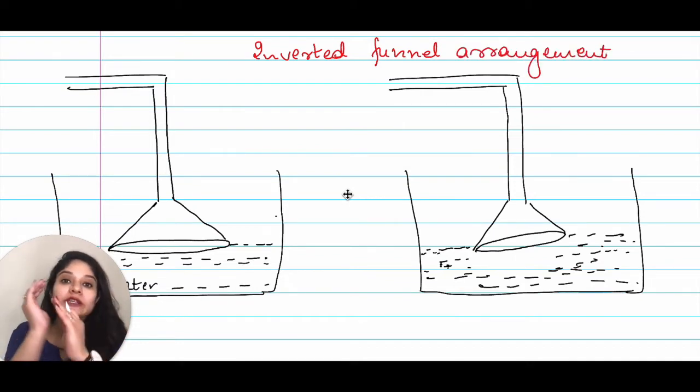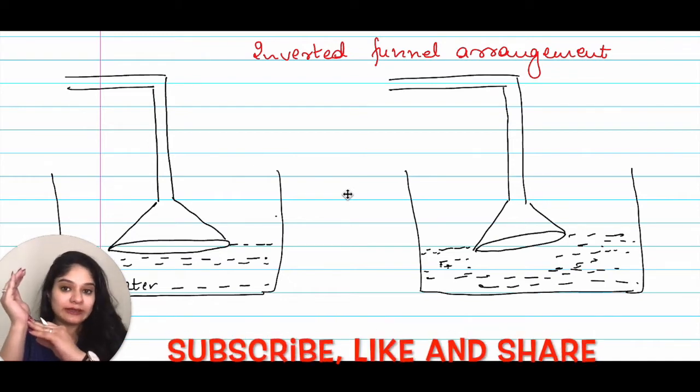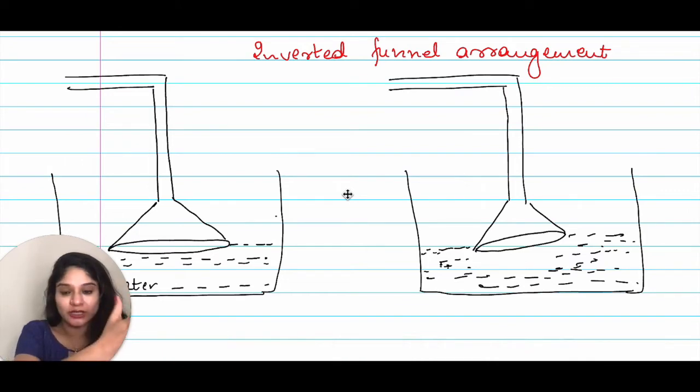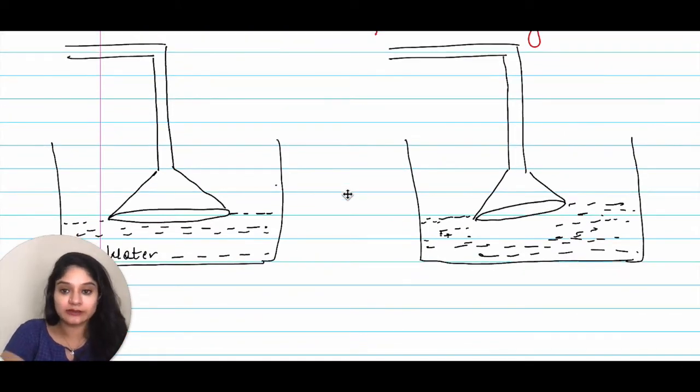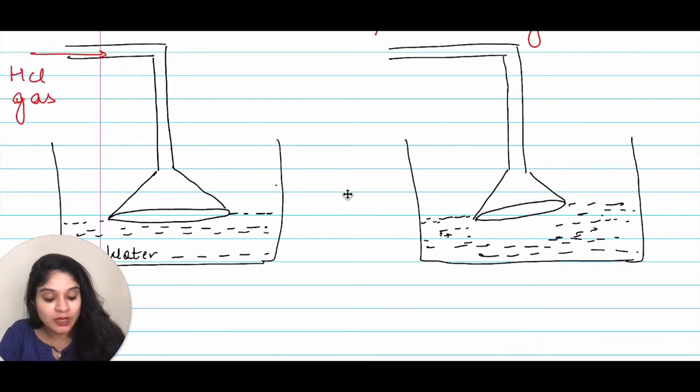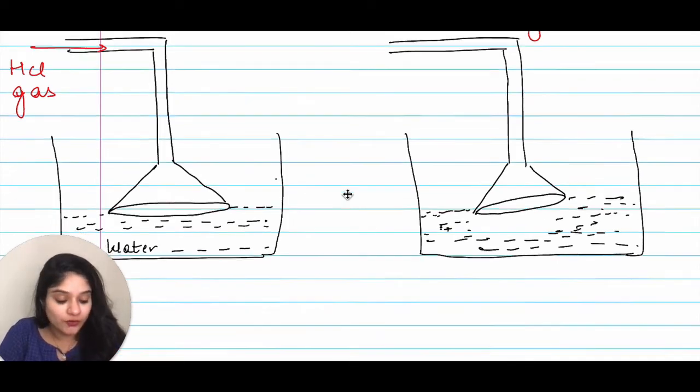So whatever we did as part of the preparation of HCl gas, at the end of it, when you have HCl gas being generated, you just introduce this apparatus right after that. So you have HCl gas. This is HCl gas coming in. This goes in here. This is an inverted funnel, and you have a water trough right here.